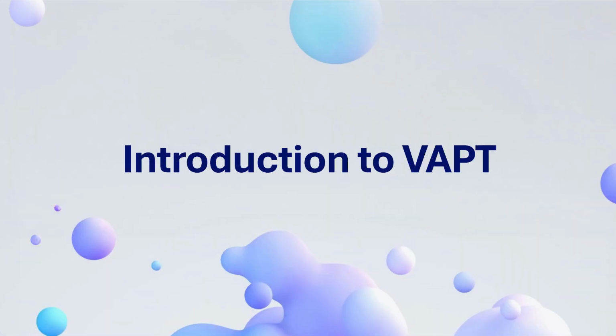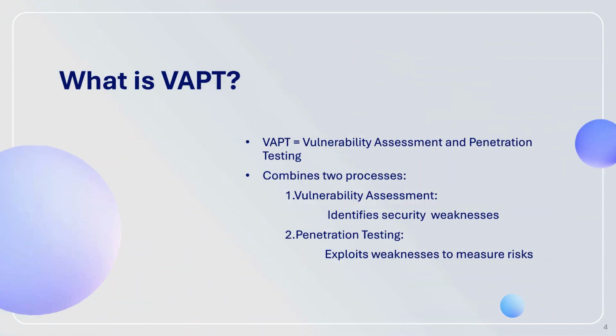Introduction. Let's begin with the introduction to VAPT. What is VAPT? VAPT stands for Vulnerability Assessment and Penetration Testing. It's a combination of two critical processes used in cybersecurity. The first process is vulnerability assessment, which focuses on identifying security weaknesses in systems, applications, or networks. Think of it as creating a checklist of all the potential vulnerabilities that attackers could exploit.